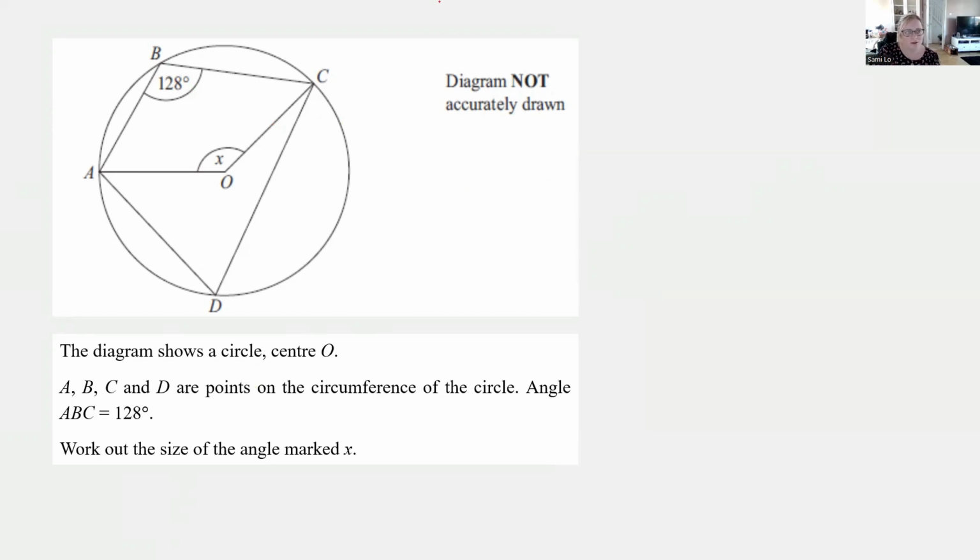Okay, so here is the next question. There's two ways to answer this question. If you would like to pause the video, I'll go through both answers. So the first one, you've got A, B, C, D. This is a cyclic quadrilateral again. So we know that ABC plus ADC is going to give us 180. So the first thing I'm going to do is 180, take away that 128. That leaves me with 52 degrees. And then we can use our angle rule that this is going to be double at the center. So 52 plus 52 gives us 104. So that's one way we could have done this.